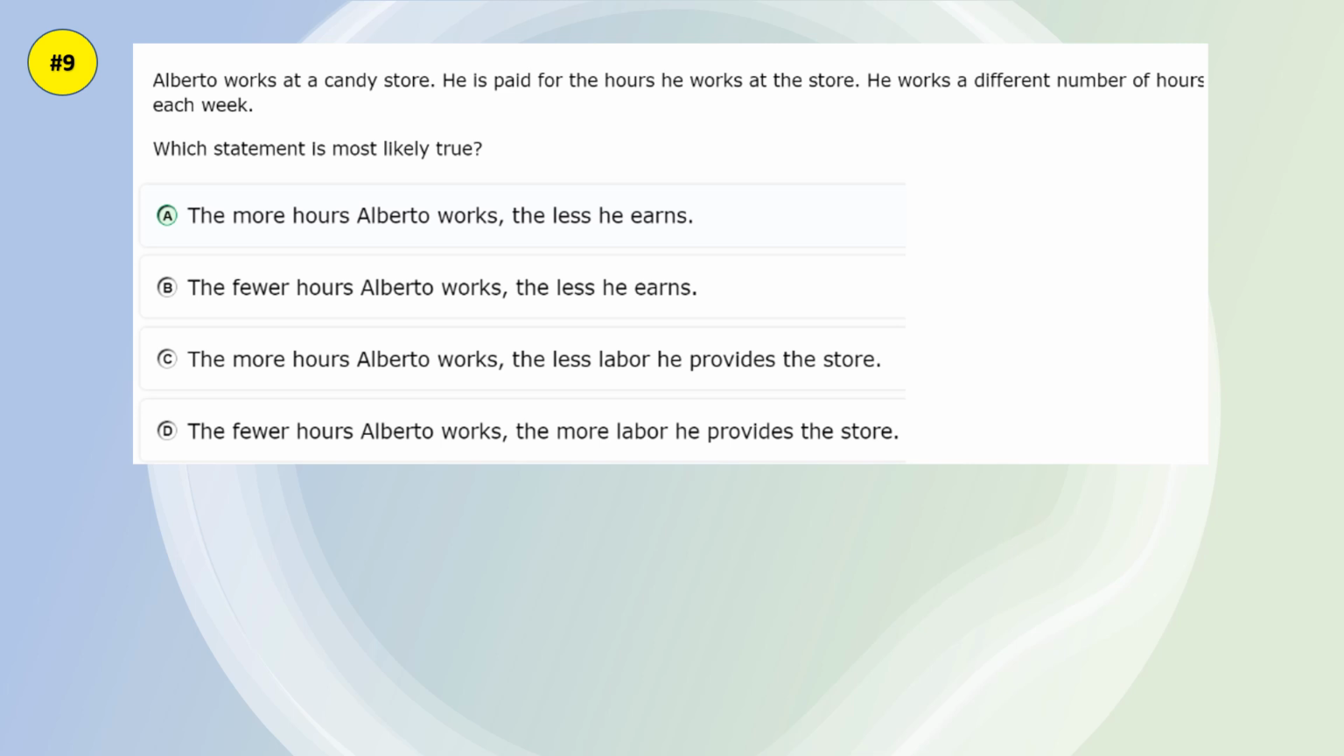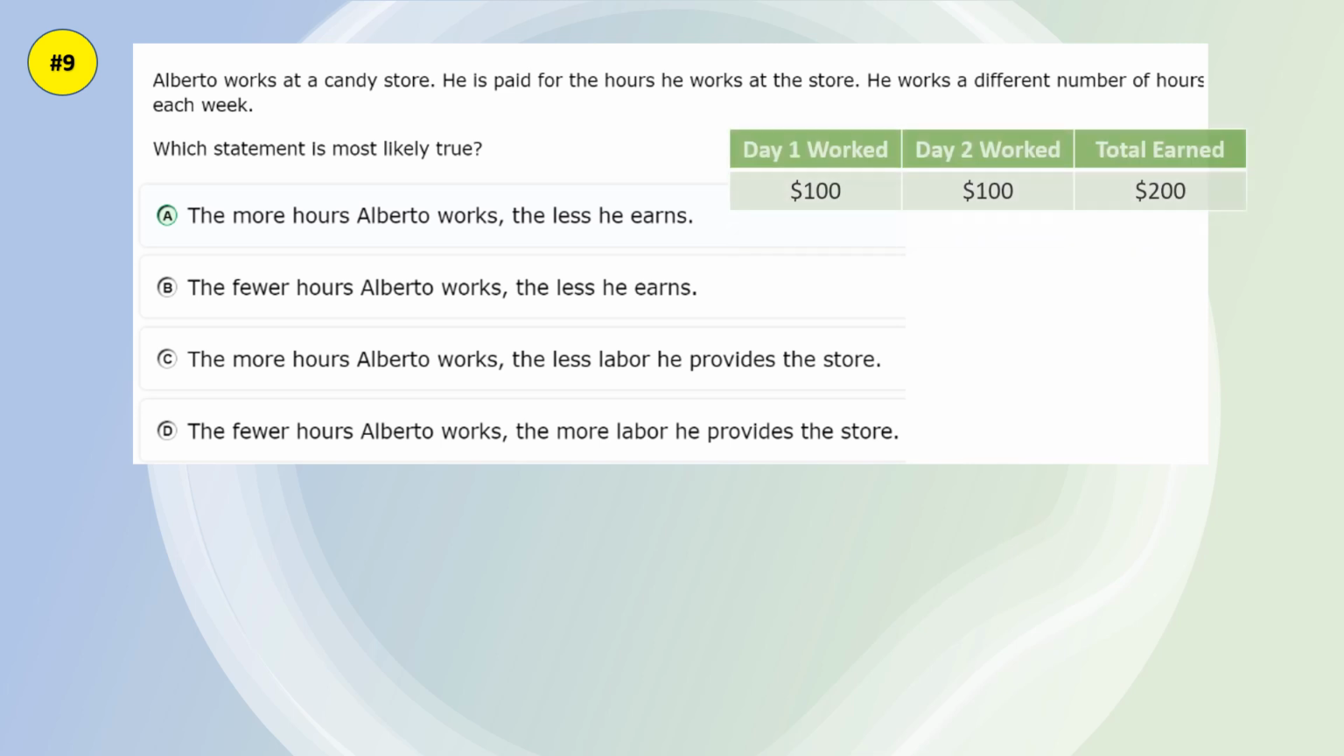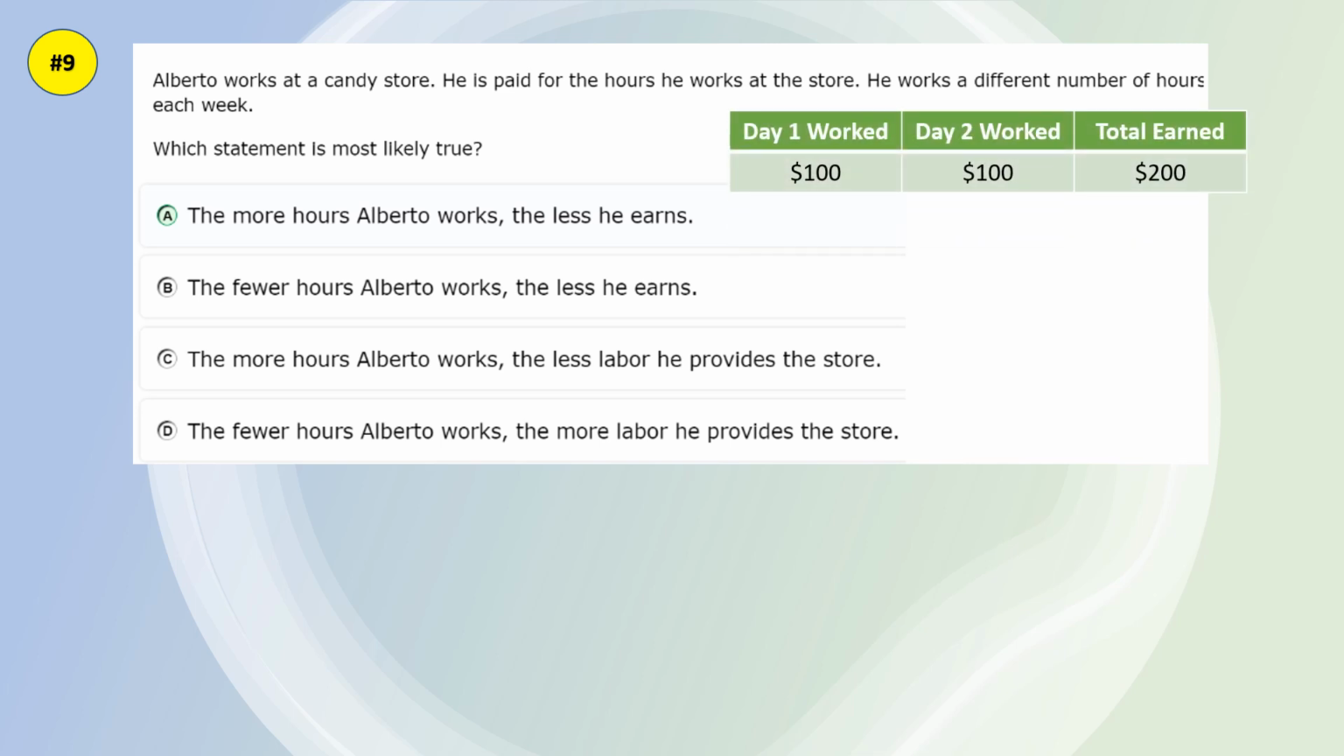The only one that seemed like it was right was B, but A and B kind of sound the same, right? So let me give you an example. All right, so the more hours Alberto works, the less he earns. I don't think that's true. So if he works day 1, he gets $100 for day 1, okay? For example, day 2, he gets $100. That means he earns $200 for 2 days' work. So that means that the more he works, the more he earns. So A is not true.